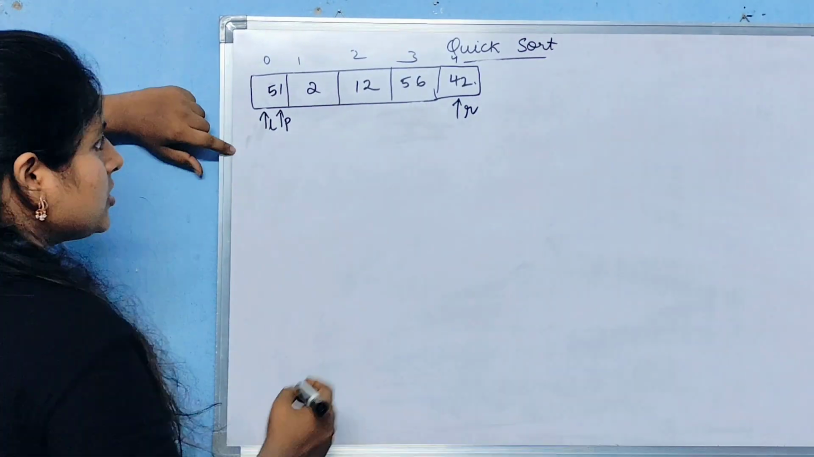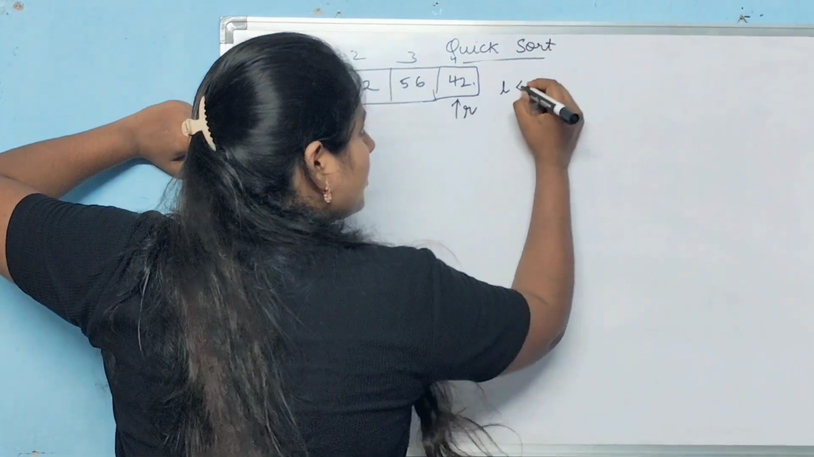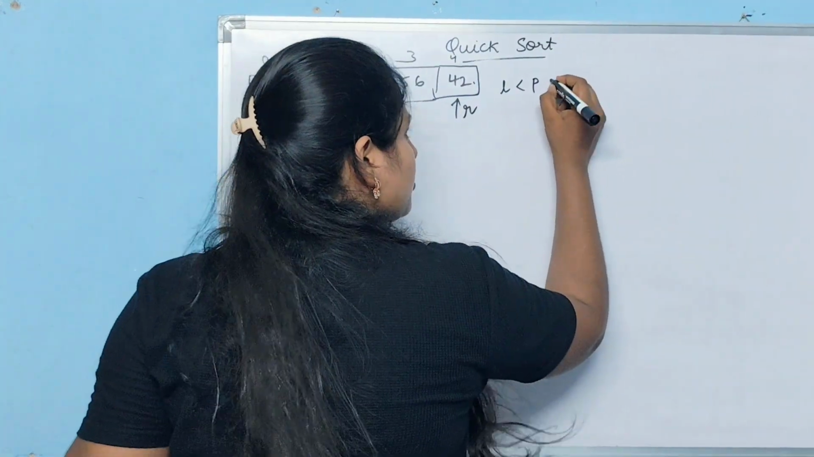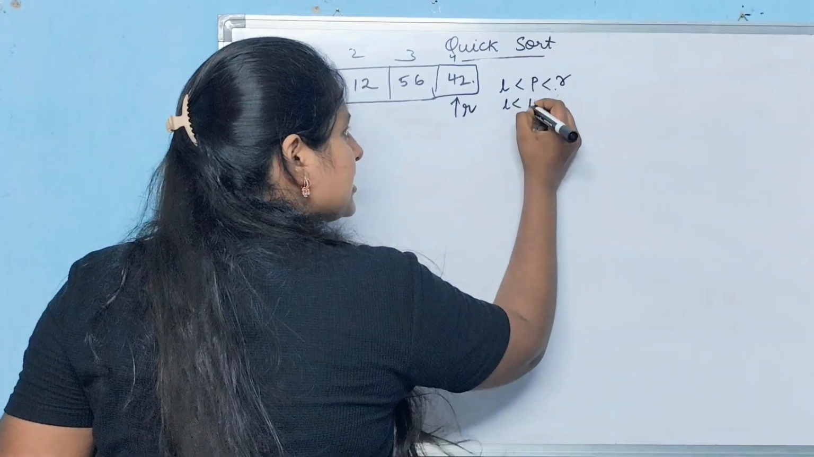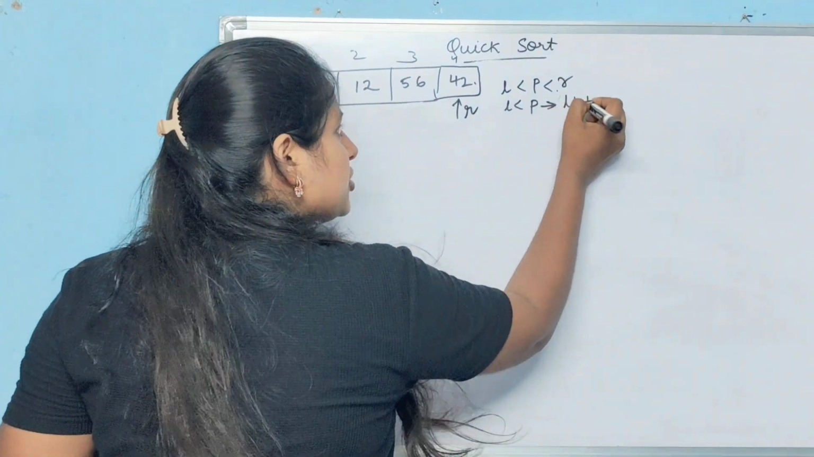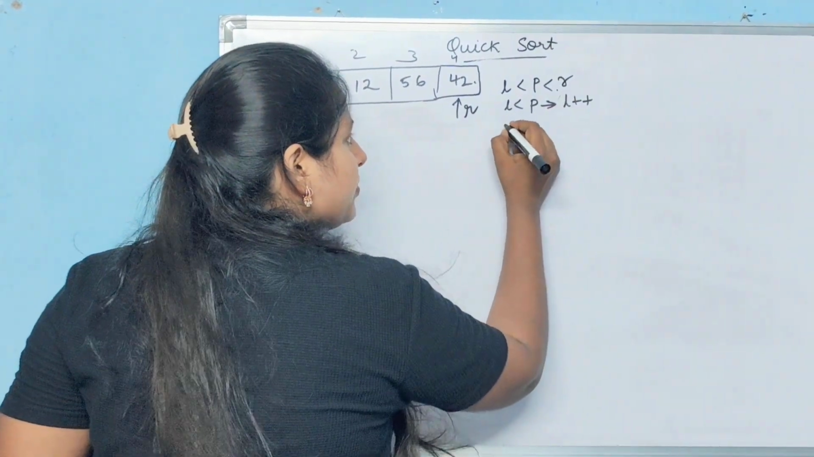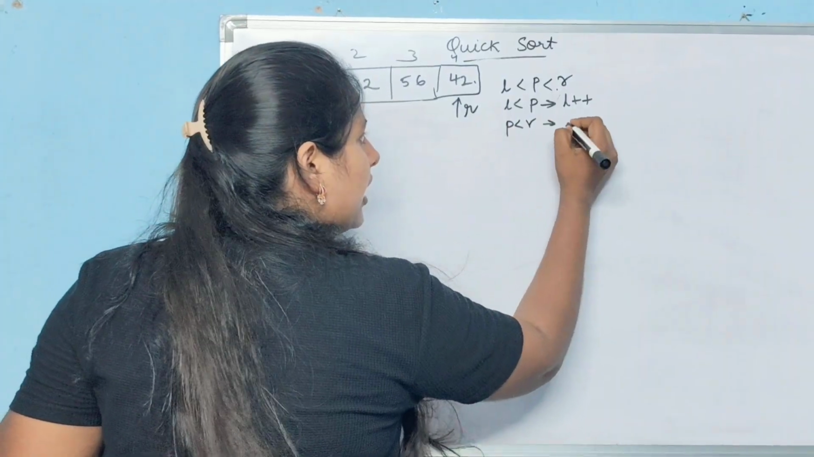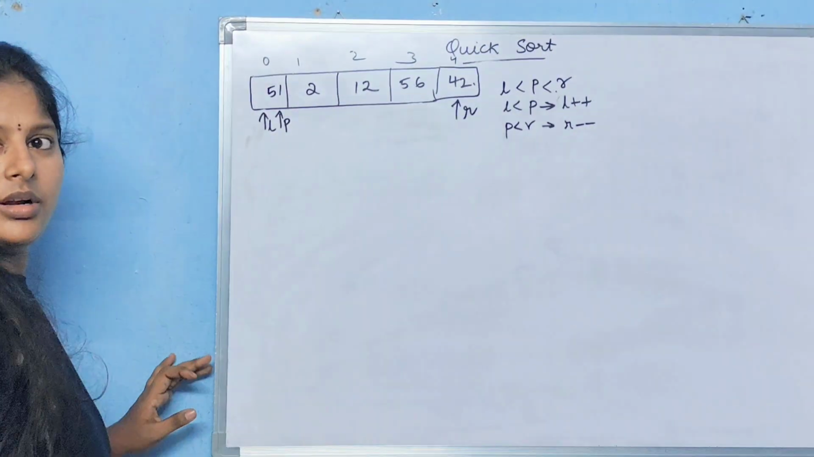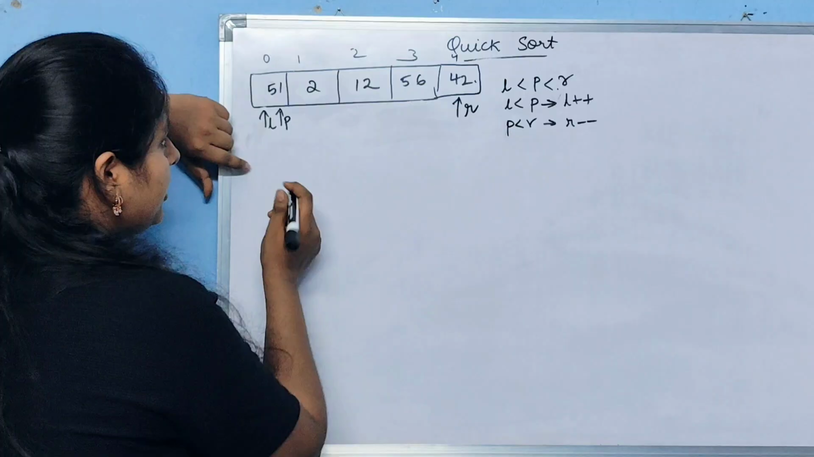Okay. So what is the condition? Left should be less than pivot, pivot should be less than right. And if left is less than pivot, L++ should be happening. If pivot is less than right, R minus minus. Right? Now we'll start comparing.